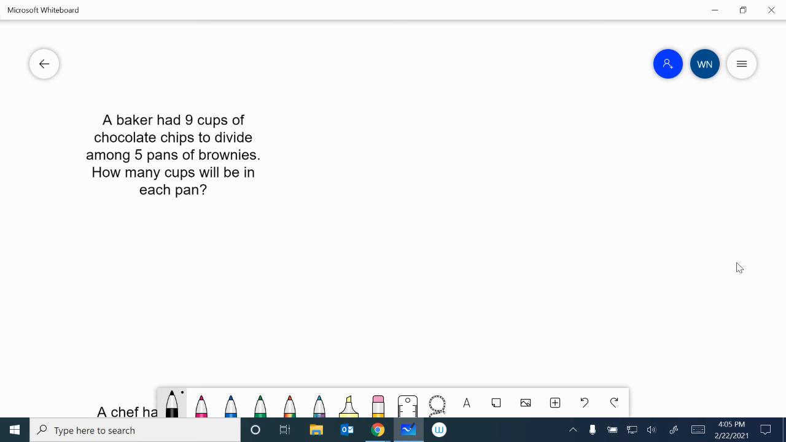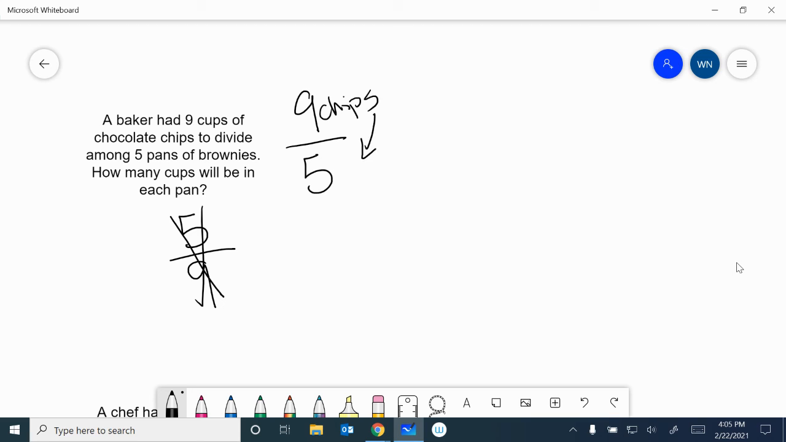For this one, you should have known you had 9 cups to divide among the 5 pans of brownies. If you had written it the other way, then that would have meant you had 5 pans of brownies to divide among the 9 cups of chocolate chips. But we're not cutting up the brownies and putting them in the chocolate chips. We're dividing up the chips and putting them in the brownies. So I hope you got 9 over 5. Go ahead and solve it.